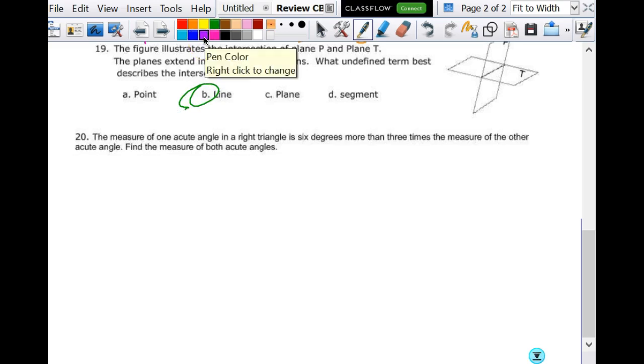Okay, then the measure of one acute angle in a right triangle is 6 degrees more than three times the measure of the other angle. Find the measure of both acute angles. So you can call these angles whatever you want. I'm going to call them x and y. So one acute angle, x, in a right triangle equals 6 degrees more, that means that's a positive 6, plus 3 times the measure of the other angle. So I can't use x because I used x for one of them. Now it's talking about the other one, 3 times the other one, which I'll call y. So an angle is 6 degrees more than 3 times the other. So my first equation is x equals 6 plus 3y.